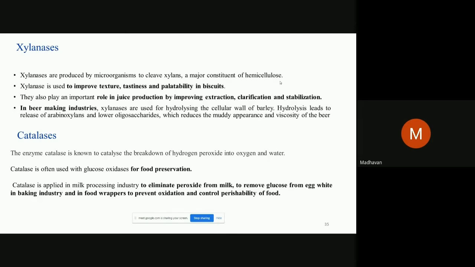Okay. And then the catalase, especially for food preservation and to eliminate the peroxide from milk, to remove glucose from egg white, in the baking industry, and in food wrappers to prevent oxidation, and also used as packing materials and other things.